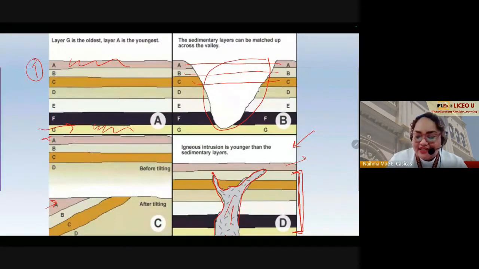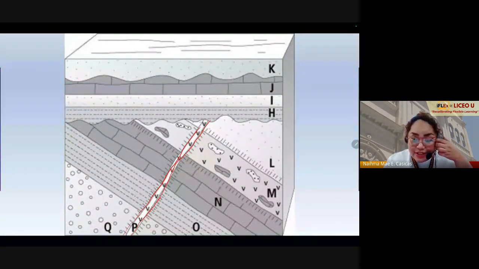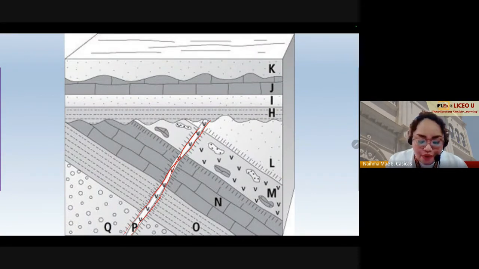So let's look at some examples here. So you have here layers Q, P, O, N, M, L, H, I, J, K. That's it. Again, you have an intrusion here that's letter P. Okay, don't forget that. Now, I have a question for you. In the chat box, kindly write the answer, okay? My first question is, which layer is younger? Is it layer Q or intrusion P? Which is younger?